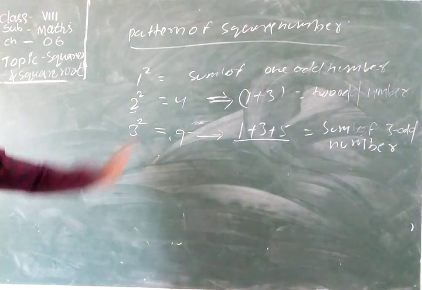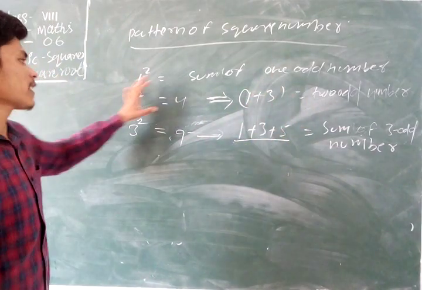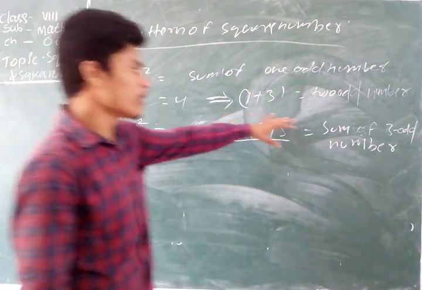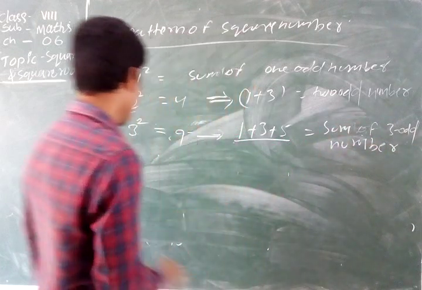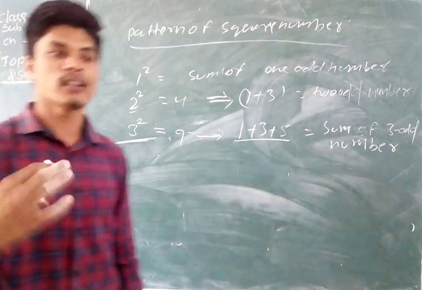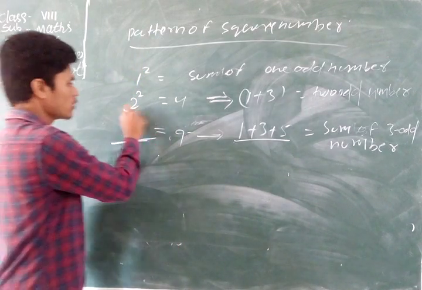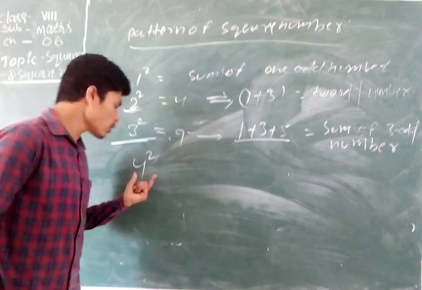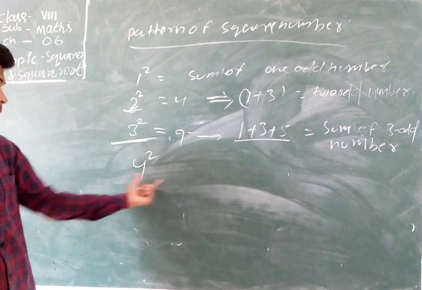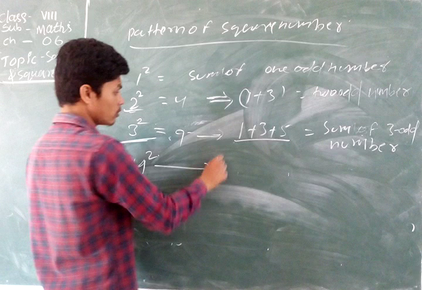In this pattern we learn that we can easily write the square number by using odd numbers. How many numbers? If we want to find the square of 3, then we can write the first 3 odd numbers. And if we want to find the square of 4, that means the first 4 odd numbers. The sum of the first 4 odd numbers is what? 4 square equal to 16.